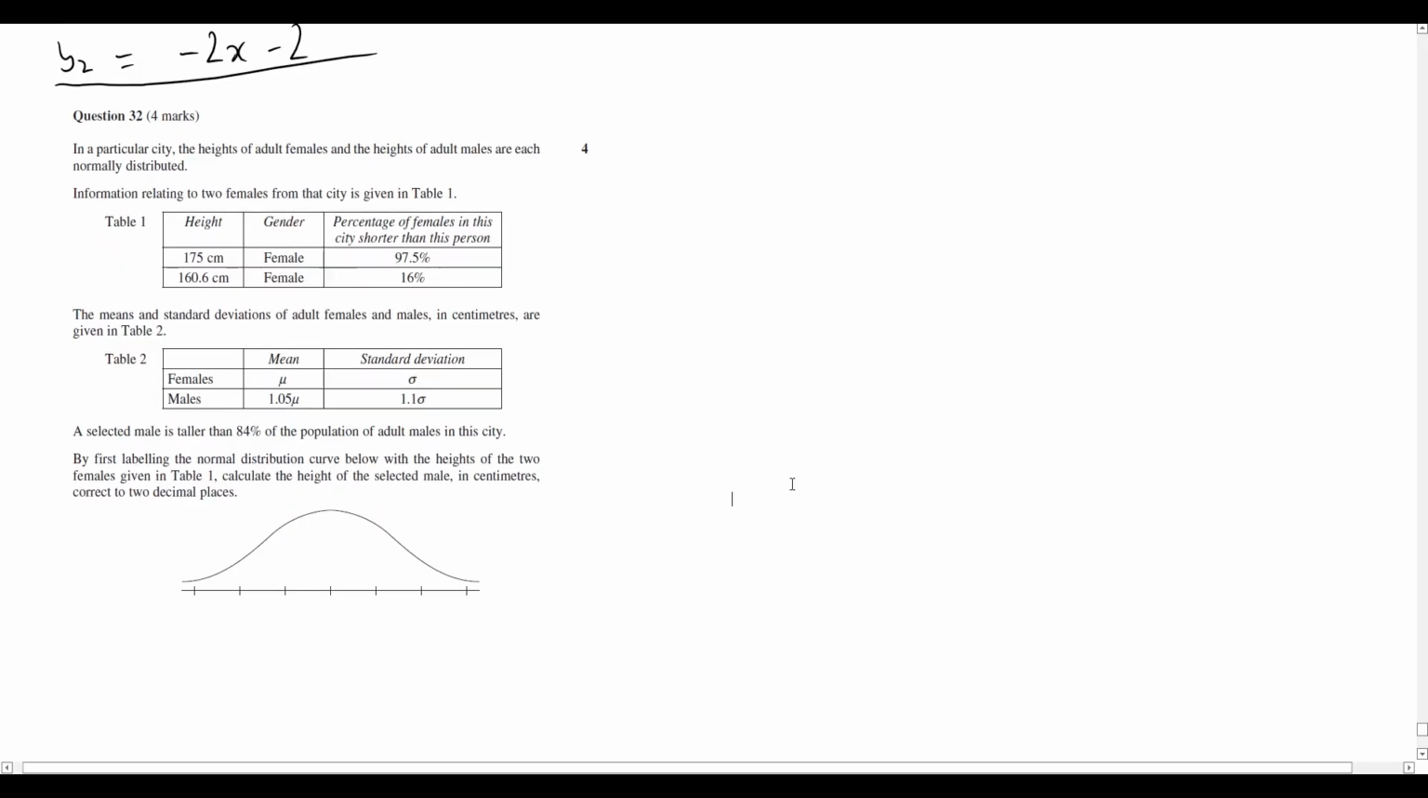So, in a particular city, the heights of adult females and the heights of adult males are each normally distributed. Information relating to two females from that city is given in Table 1. So we know their height, their gender, and the percentage of females in this city shorter than this person. The means and the standard deviations of adult females and males in centimeters are given in Table 2. Okay, so again, we have our mean, standard deviation, and the gender.